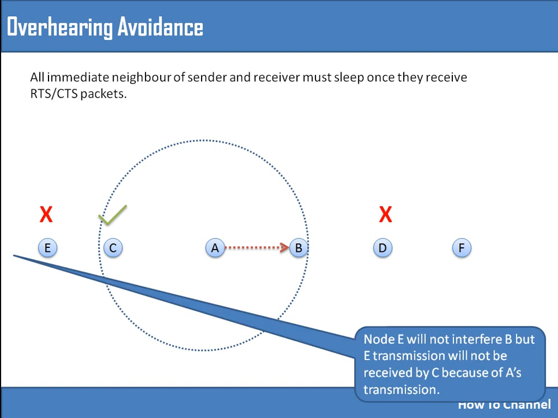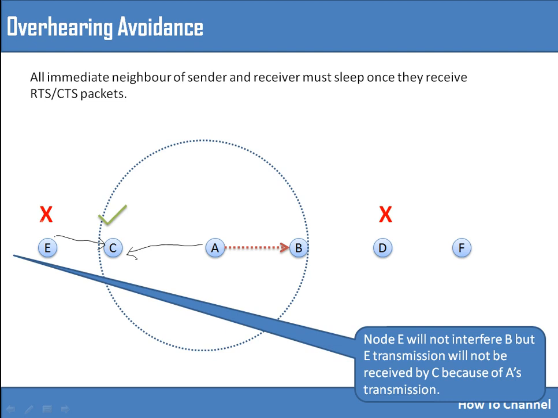And node E, why can node E not transmit? Node E will not interfere with B, but node E's transmission will not be received by C because of A's transmission. What is the meaning of this? When node A is transmitting anything to B, that data also comes to C as well. So if we allow E to transmit, the data of E and the data of A will collide at node C. So for that reason, it is not allowed.